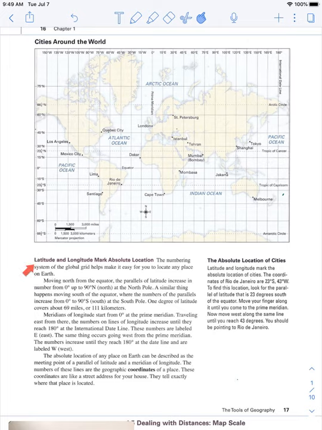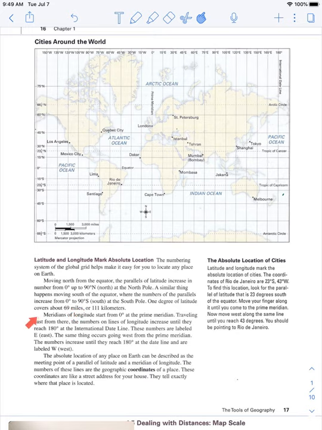So now look down here. Longitude and latitude mark absolute location. The numbering system of the global grid helps make it easy for you to locate any place on Earth. Moving north from the equator, the parallels of latitude increase in numbers from 0 up to 90 degrees north at the North Pole. A similar thing happens moving south of the equator, where the numbers of the parallel increase from 0 to 90 degrees south at the South Pole. 1 degree of latitude covers about 69 miles or 111 kilometers.